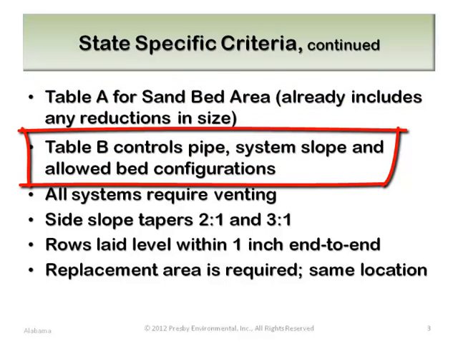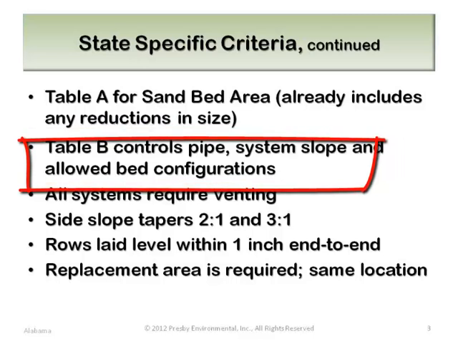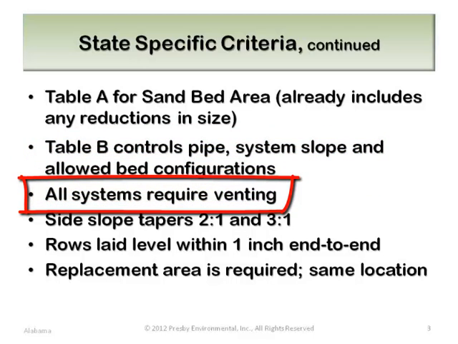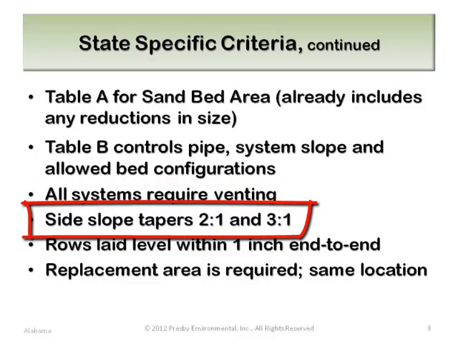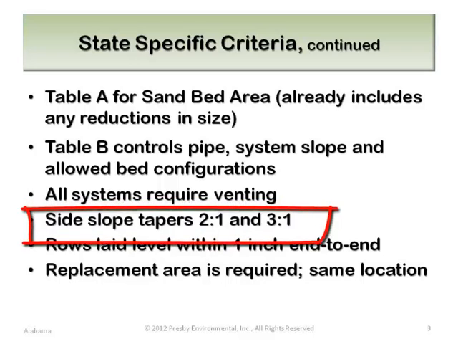Table B controls the allowable system slope, site or terrain slope, and the allowed bed configurations for a soil's perk rate. All systems, regardless of design flow, are required to be vented. You'll remember from an earlier presentation, this is done to ensure the field will remain aerobic, or supplied with air. If any portion of the bed extends above the original grade, the fill covering the field must have side slope tapers of 2:1, with 3:1 being required on the downslope side of a sloping bed.